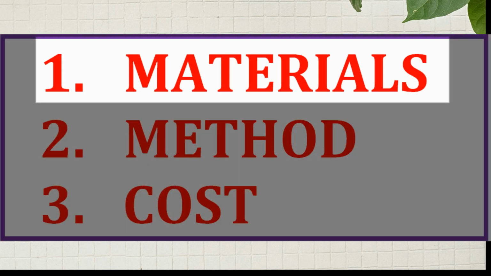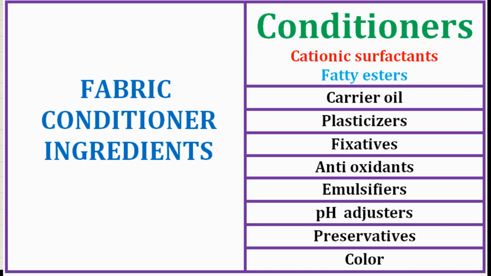First, materials. To prepare fabric conditioner with quality equivalent to that of a branded one, the following ingredients are essential. First of all, conditioners. This is the key ingredient in fabric conditioner. And carrier oil, plasticizers, fixatives, antioxidants, emulsifiers, pH adjusters, preservatives, color, etc.